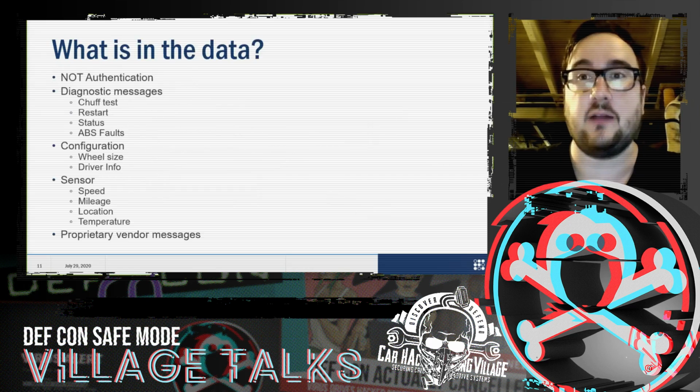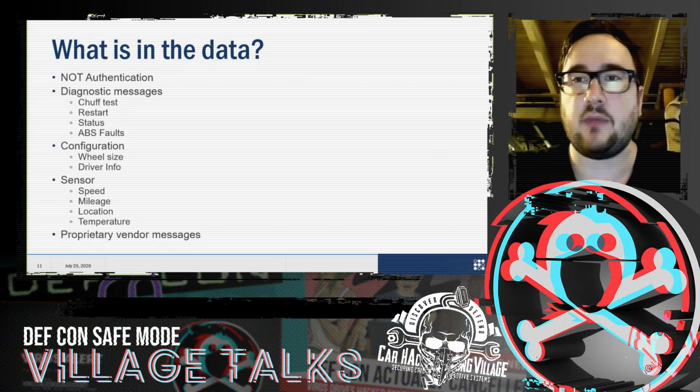So what's in the data? Now, a lot of our testing was in the communication between trucks and trailers. So the truck has an ABS ECU, and the trailer also has an ABS ECU, and those two will talk to each other using this protocol. The trailer ABS can have all kinds of diagnostic messages.